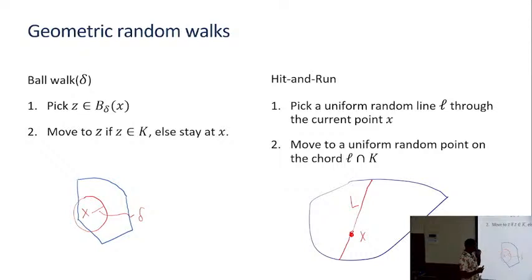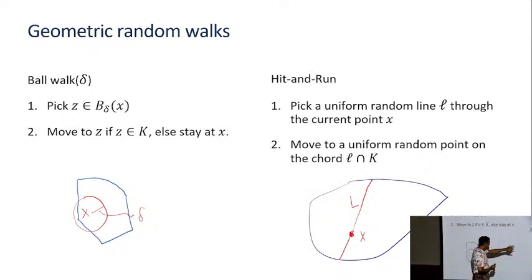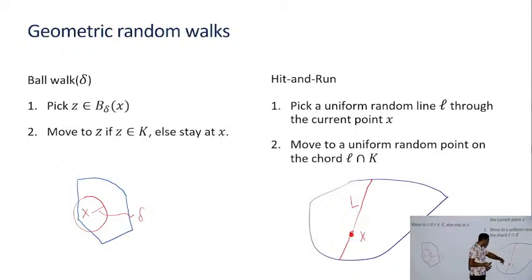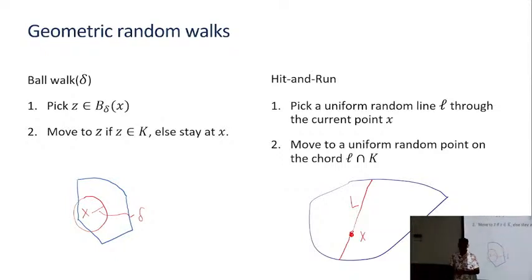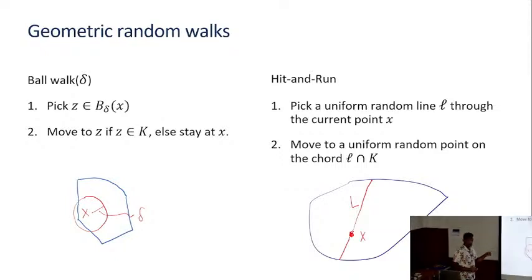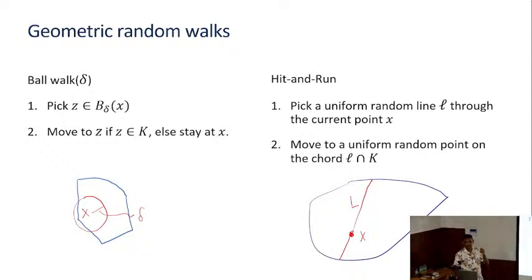So the variant, hit and run, first proposed independently by Bélisle and Smith, is the following. At a current point, same state space, you pick a random direction, so a point on the unit sphere, that defines a chord, and then on the chord you go to a random point. So you do take a proper step every time, and you repeat this. Both, you'll notice, only require a membership oracle. Are you in or out? Or a function evaluation oracle.